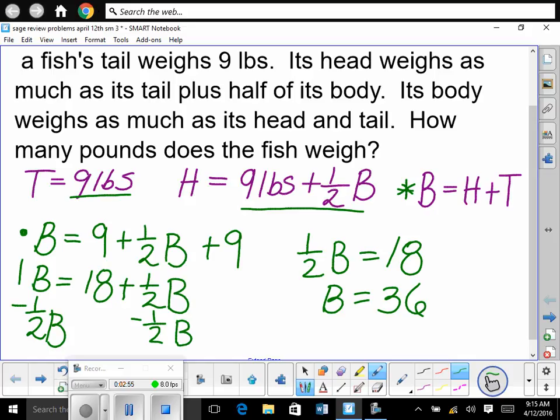So it says, how much does the fish weigh? Isn't it 36 pounds since we found body? Yep. So wasn't that a lot easier than it maybe seemed to begin with? This is what's interesting. I made it harder on myself the first time I went through it. I plugged in for B over here, then I plugged in the T, and then I had it all in terms of H and solved for H. When I knew H, I added up H plus T, and I got 36. But that took a lot of extra work.